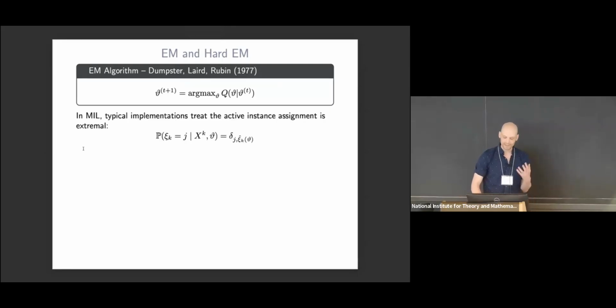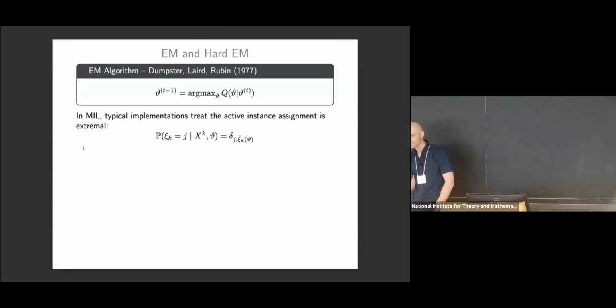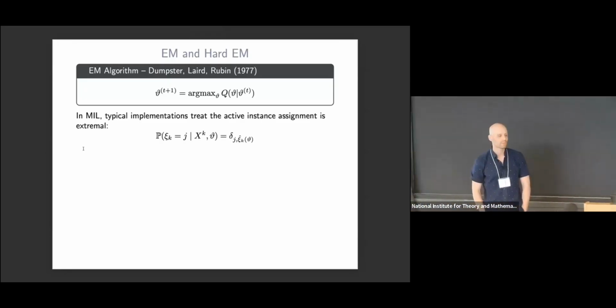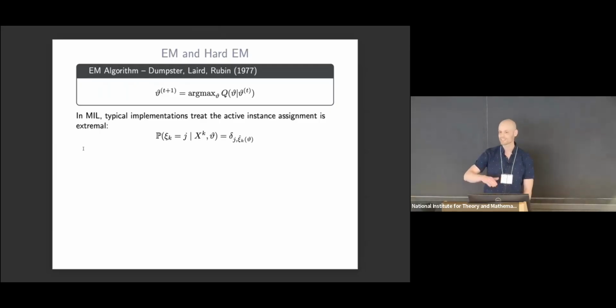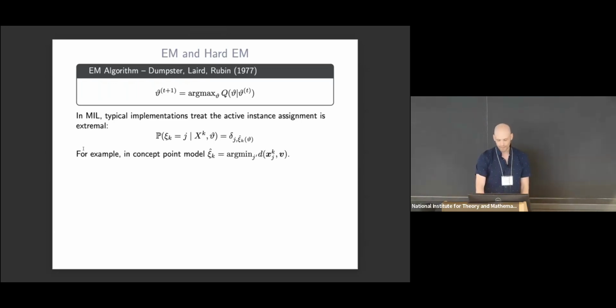In multiple instance learning problems, especially in these early models, we're in a limit where the prior distribution of the latent variable, given the predictors, meaning before we've seen the labels, is such that if we see the instances, we have essentially perfect knowledge of what the assignment should be. So it's really a limit of this EM algorithm, where this becomes a delta function.